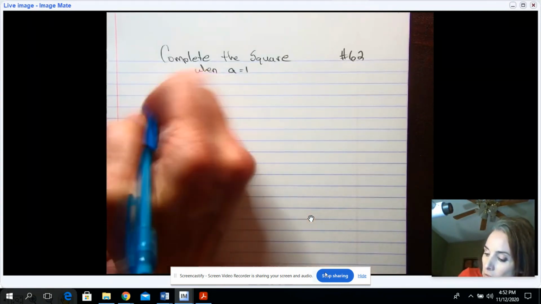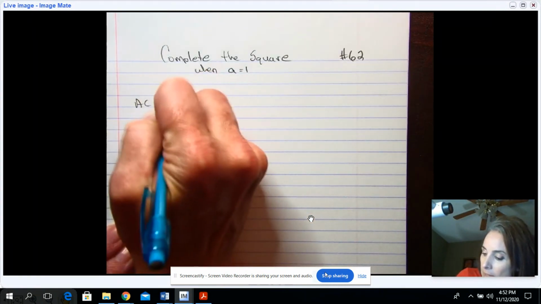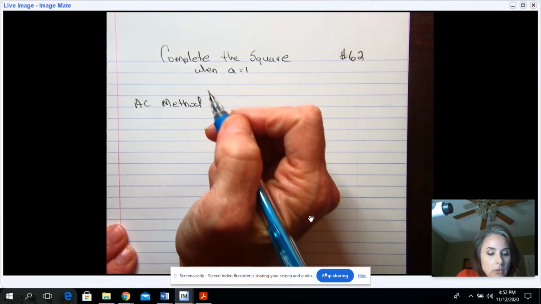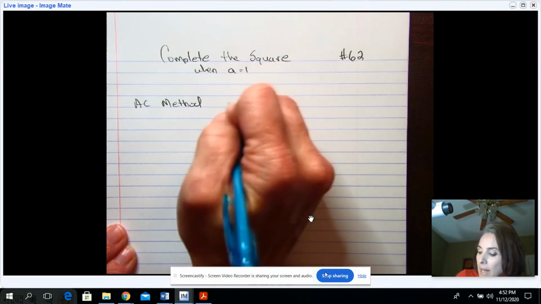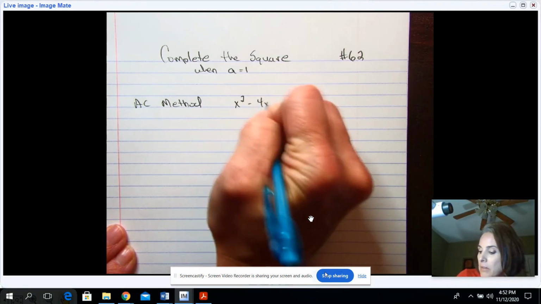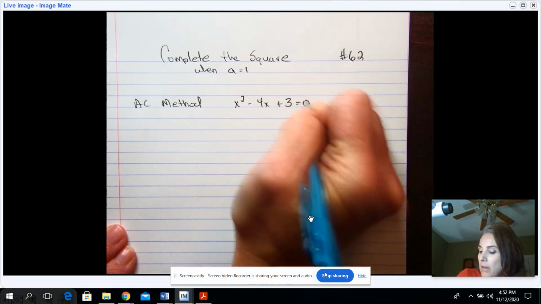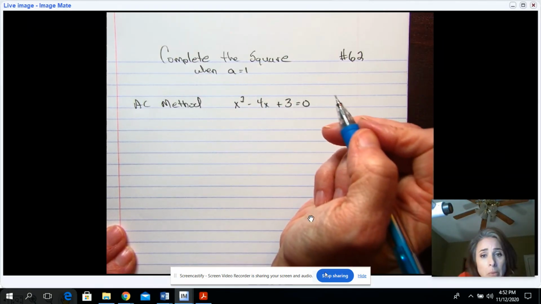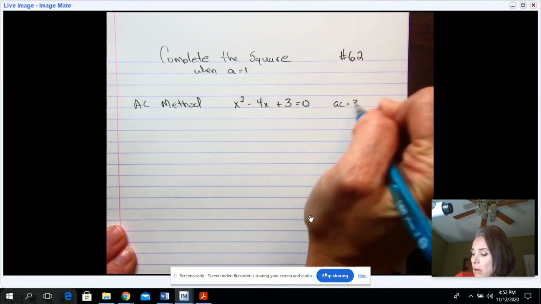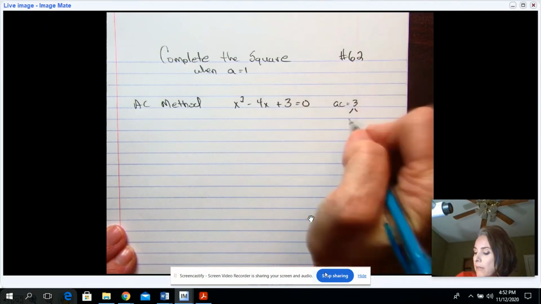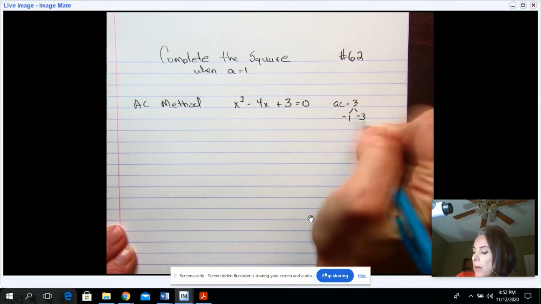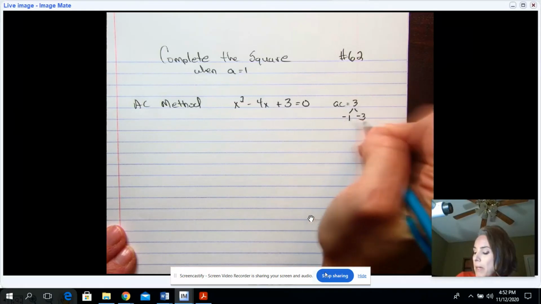All right, so just to show you guys, and write this down just as a reminder, there are two ways you already know how to solve a quadratic. One way is the AC method. So if I have x squared minus 4x plus 3, hopefully you remember you multiply a times c and get 3. What factors of 3 give you a negative 4? And in this case, it's going to be a negative 1 and a negative 3. When I multiply those, I get a positive 3, but when I add them up, I get a negative 4.